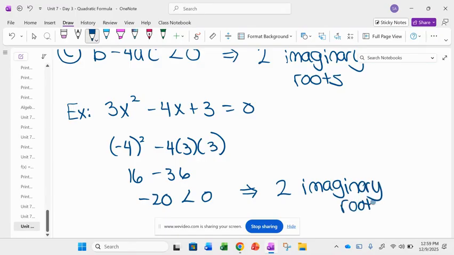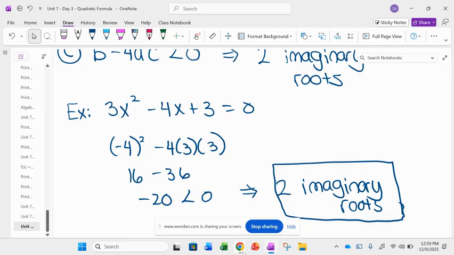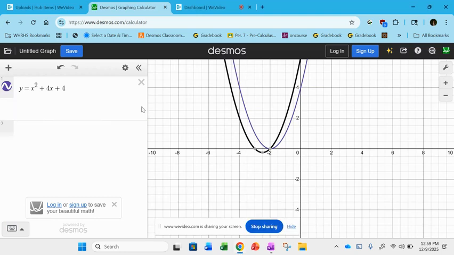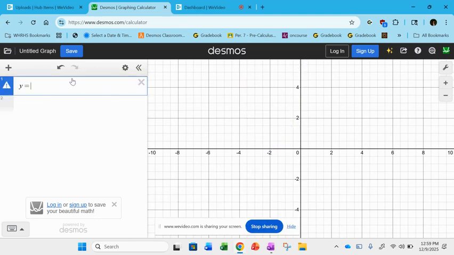What do you think that looks like in the graph? Pranav? Yeah, we're not physically seeing it cross the x-axis. So I'll show you. Y equals 3x squared minus 4x plus 3. There we go. Do we see that it's crossing the x-axis at all? No, it's been shifted up. We don't have any real number solutions for x.